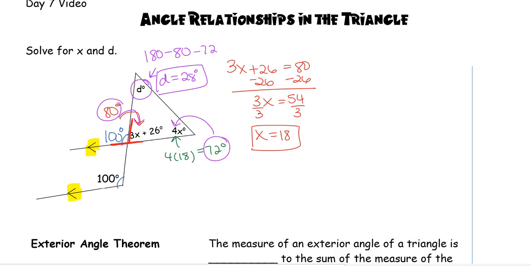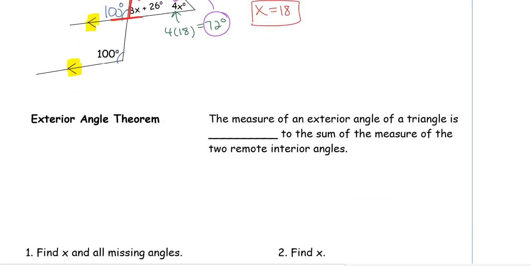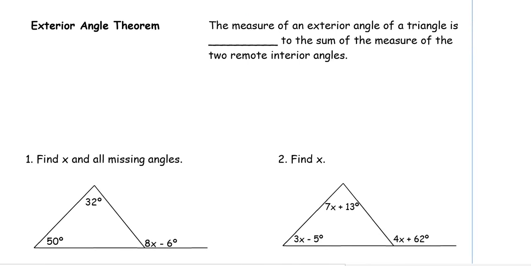Alright, it's a little bit more complicated. We're going to get into the exterior angle theorem. And the exterior angle theorem says the measure of an exterior angle of a triangle is equal to the sum of the measures of the two remote interior angles. So let's make a diagram to clarify this, because we've got a lot of vocab words going on here. Equal to the sum of the measure of the two remote interior.